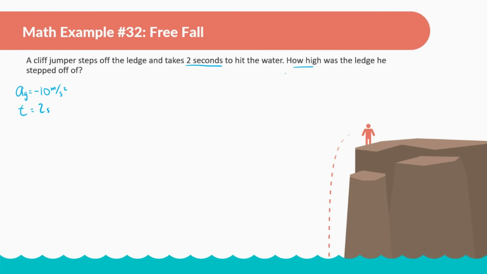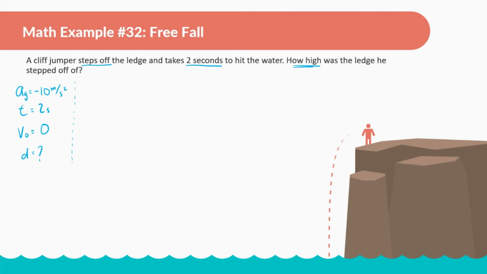Now some other things. We're looking for how high, and he steps off the ledge. Steps off kind of means that it's going to start with an initial velocity of 0. He's not jumping up, he's not diving down, just stepping off. And what we're looking for is how high. So I'm thinking that it's the distance or the displacement.